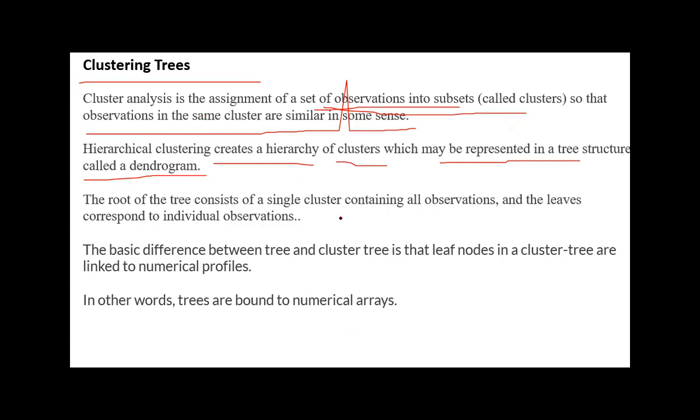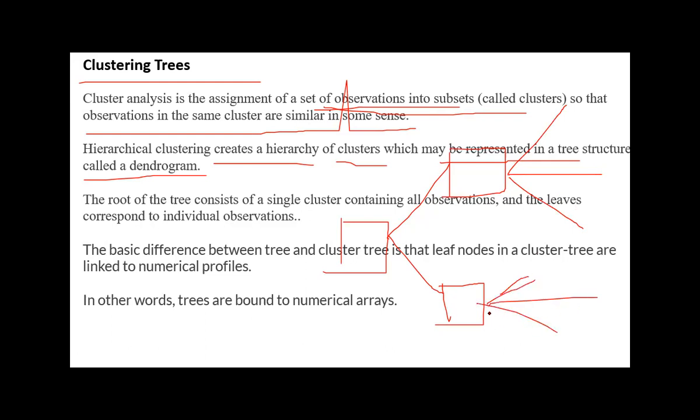Hierarchy means something like this. This is the first cluster. This gives you two more clusters, and this is called a clustering tree. This type of tree is called a clustering tree, and this is how it is. The root of the tree consists of a single cluster containing all observations. Now, these observations are divided into two parts.